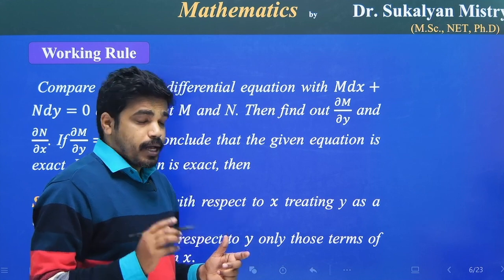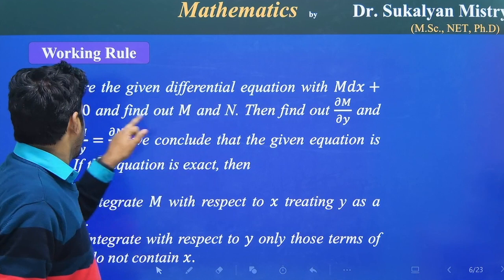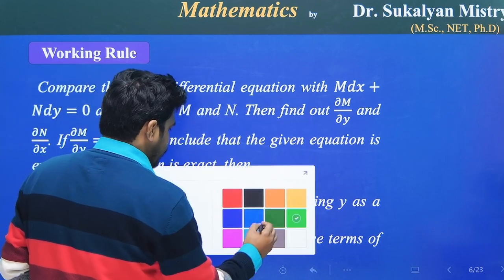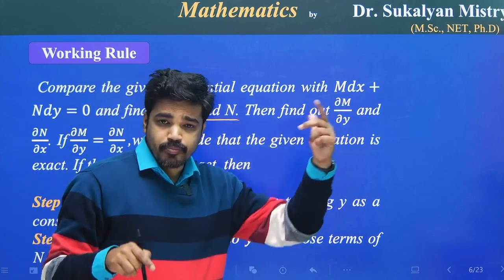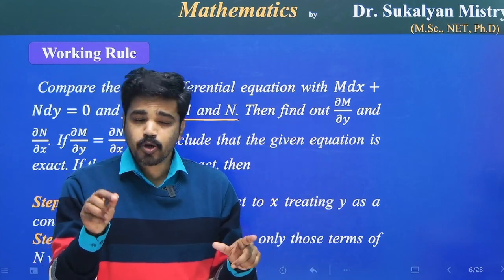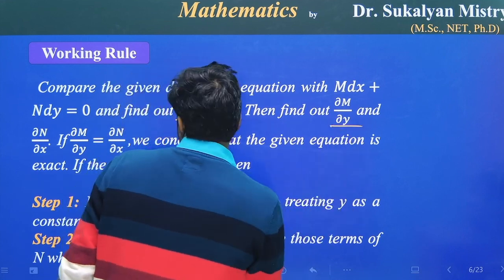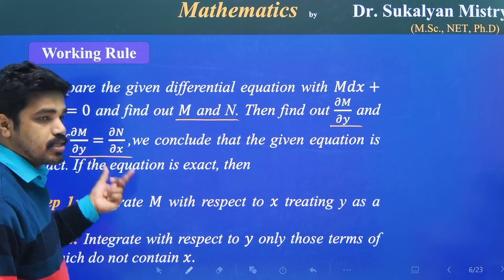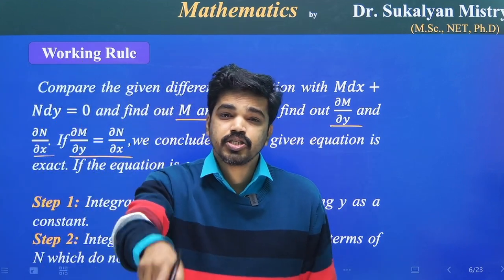So look at what I said in the working rule. Compare the given partial differential equation with M dx plus N dy equal to 0 and then find out M and N. You compare the given differential equation with M dx plus N dy, you get M and N. Then we have to calculate del M del y and del N del x. If del M del y is equal to del N del x, that means the given differential equation is exact.